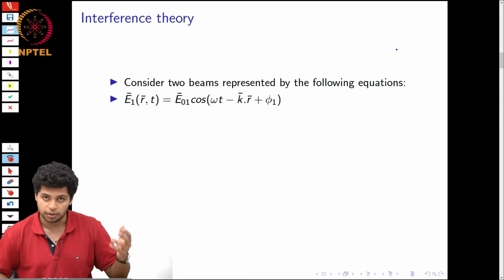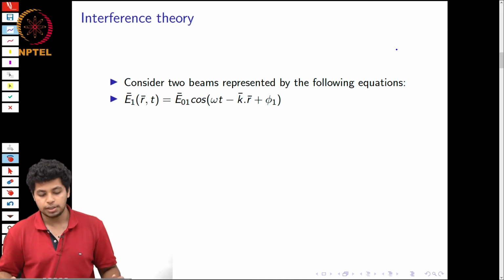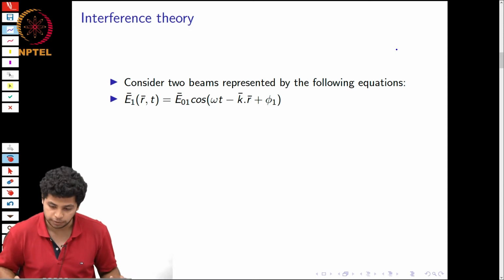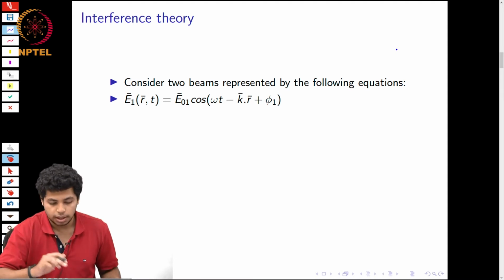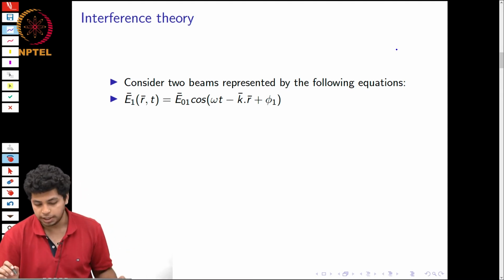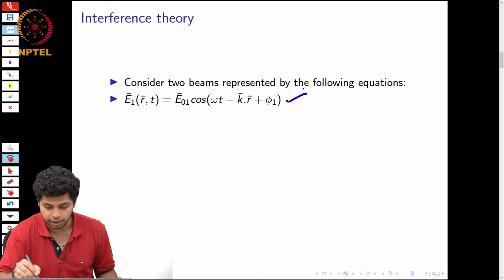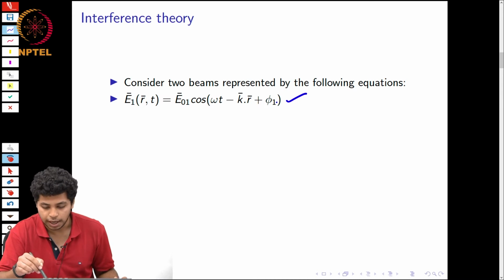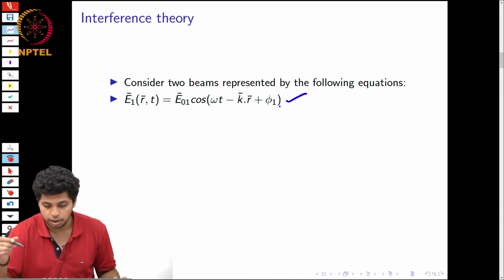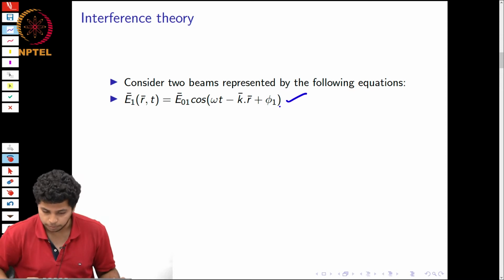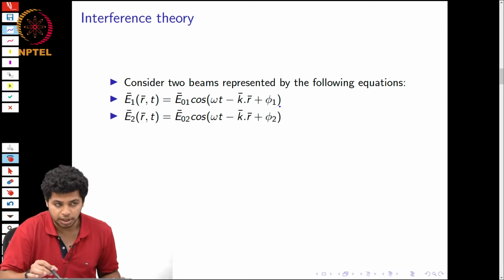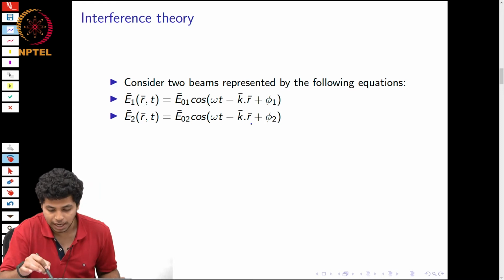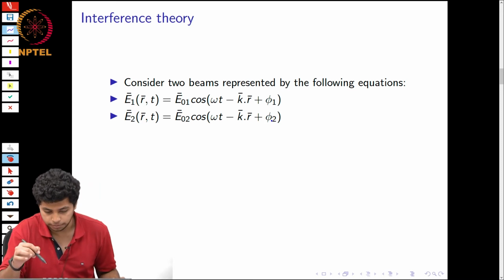Now we will go over the theory. What we want is two beams which we want to interfere. So consider the following equations. E1 of r and t is given by this first equation right here. We use an omega t term to show its frequency. This k dot r is the direction and phi 1 is the initial phase of beam number 1. For the second beam, we have the same frequency and same direction but a different phase.